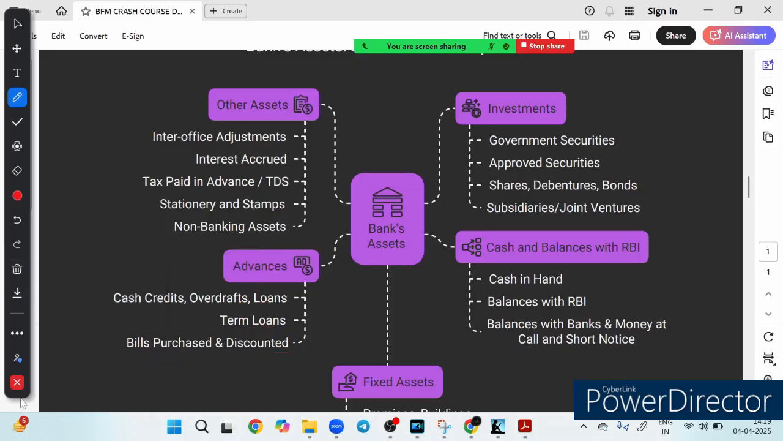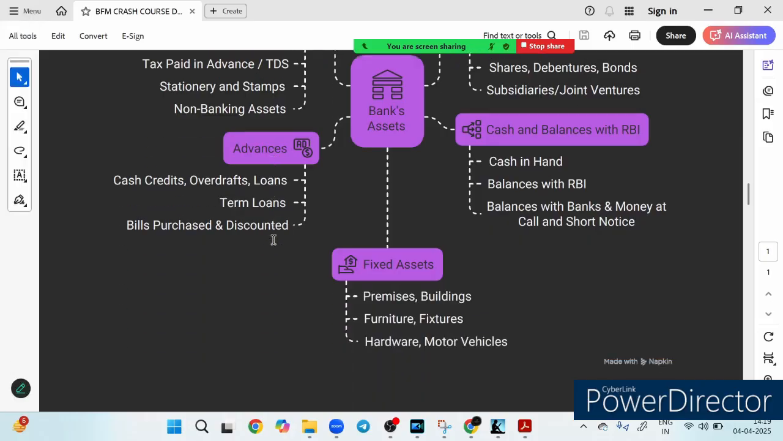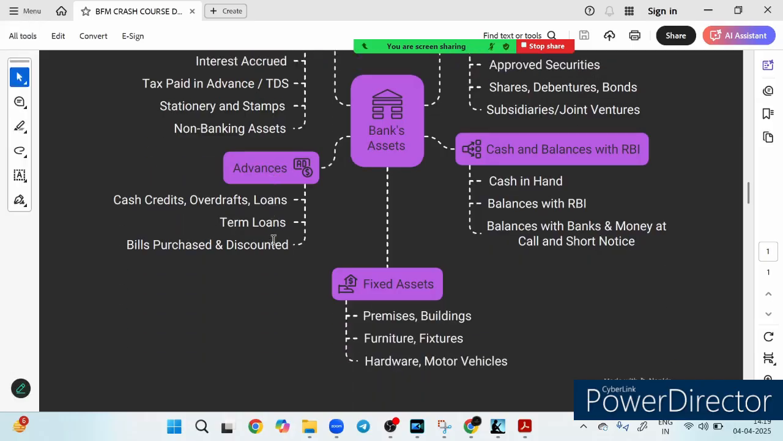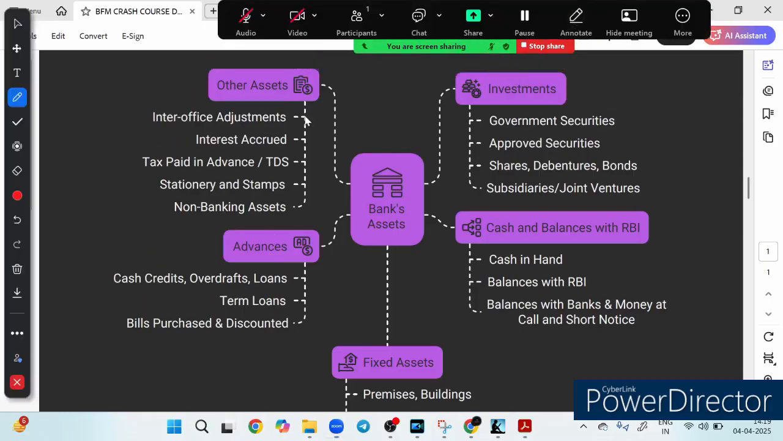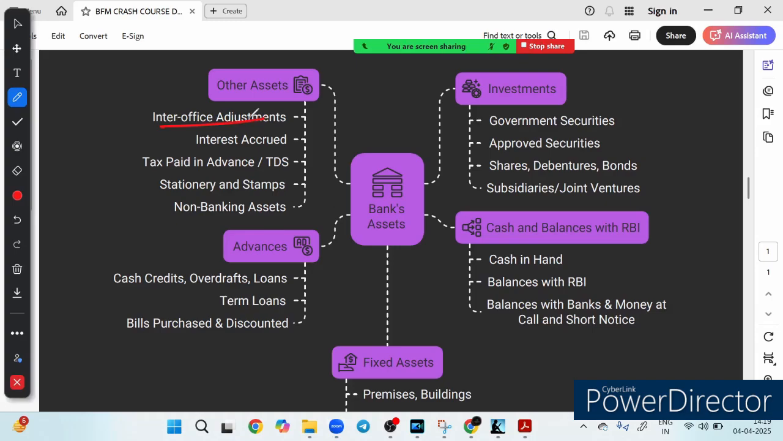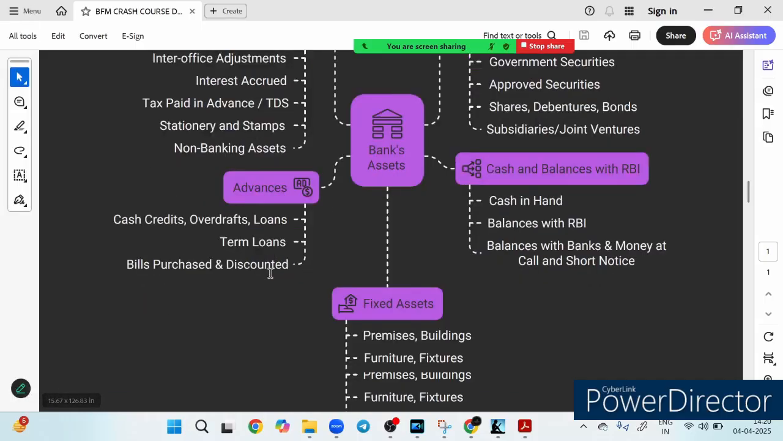Then we have the fixed asset, as you can see at the bottom. Fixed asset includes premises, furniture, hardware. I hope this is self-explanatory, no need to explain. Some other assets are there, like inter-office adjustment, right? This is another kind of asset. So basically financial transactions between different branches, interest accrued, which means interest earned but not yet received, tax paid in advance, TDS, prepaid tax that the bank will adjust later, stationery and stamps, and non-banking transactions. In short, bank assets are what it owns and earns from, ranging from cash in hand and investment to loans and property. I hope that makes sense to you.